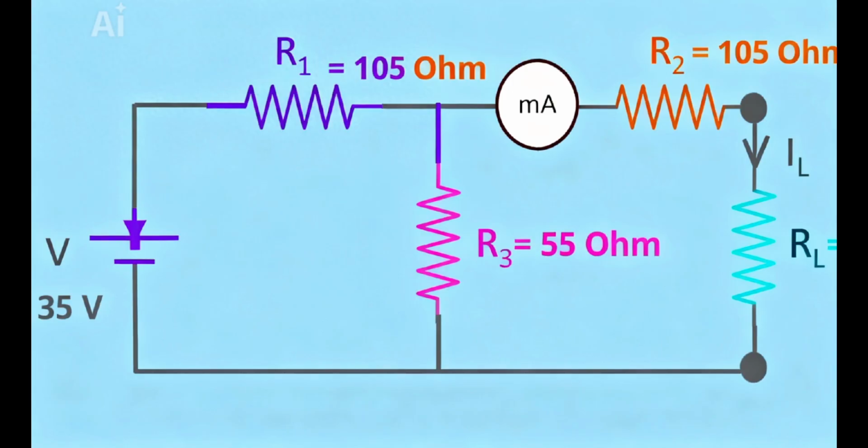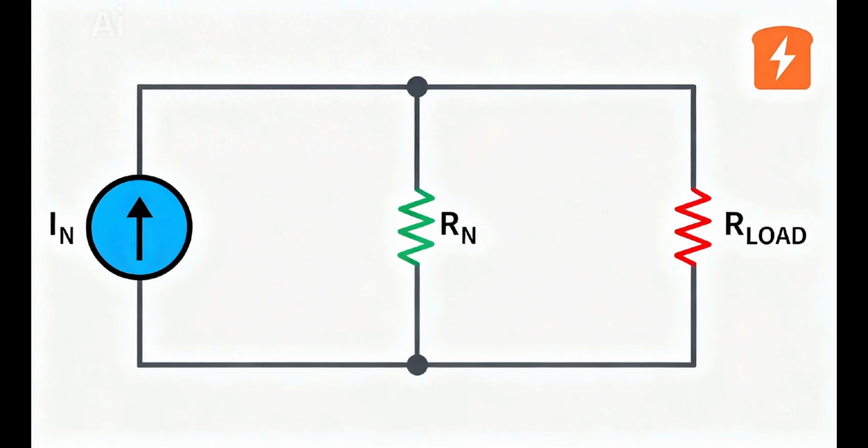Norton's theorem states that any linear, complex electrical network with voltage sources, current sources, and resistors can be replaced by an equivalent circuit containing a single constant current source in parallel with a resistor. It simplifies circuit analysis, particularly when evaluating varying loads.